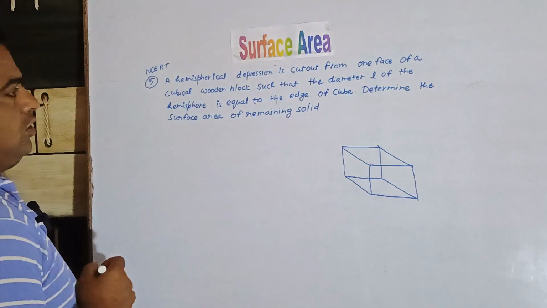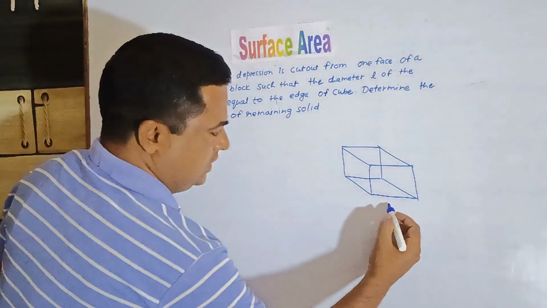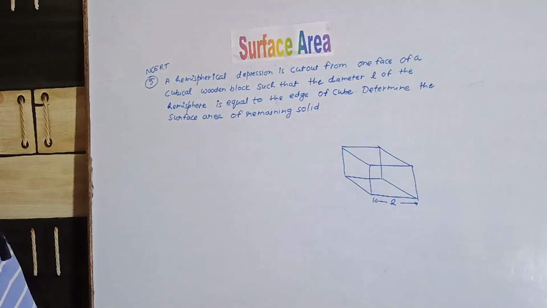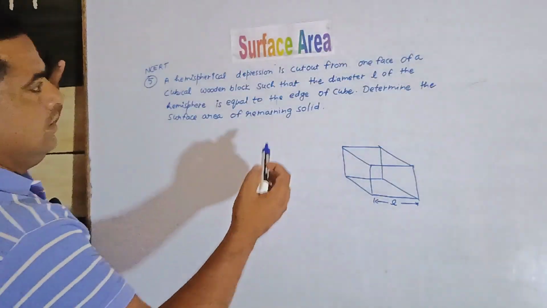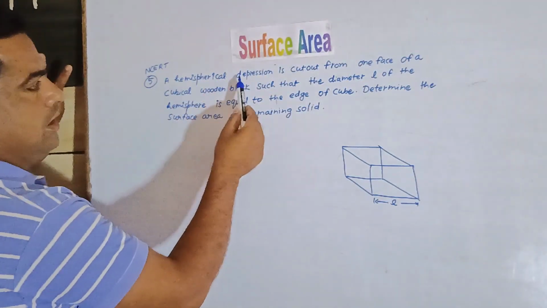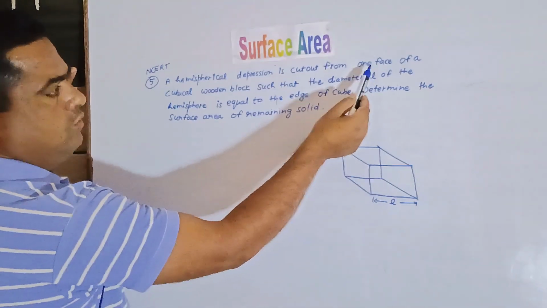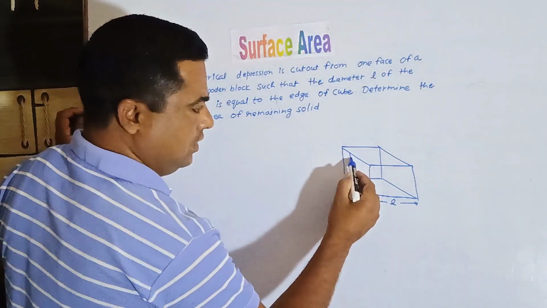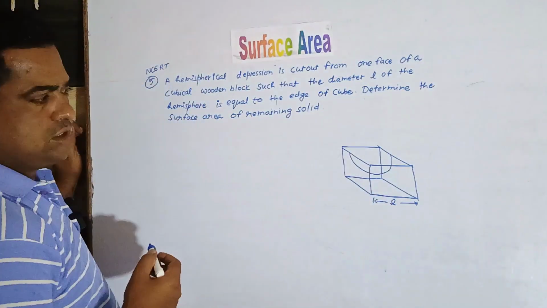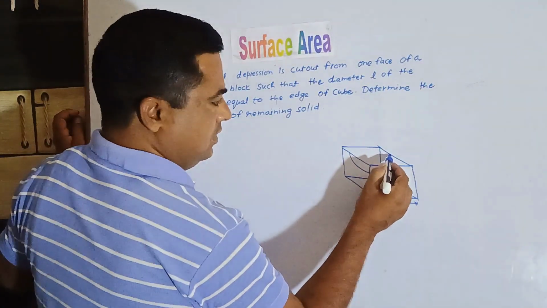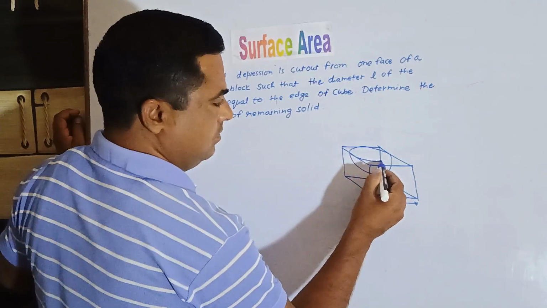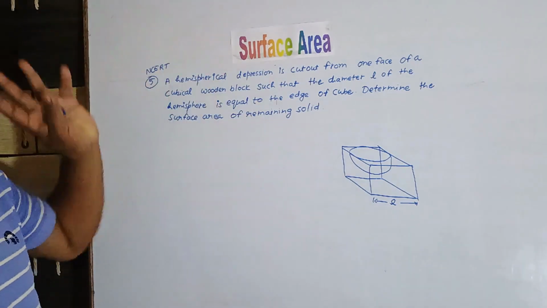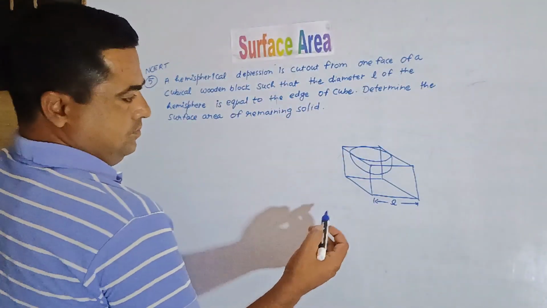Correct? What is the side of this cubical wooden block? This is L. The side of the cube is L. Now they are saying a hemispherical depression is cut out from one face of a cubical wooden block. So we are cutting out and taking out this hemisphere from one surface of the cube.